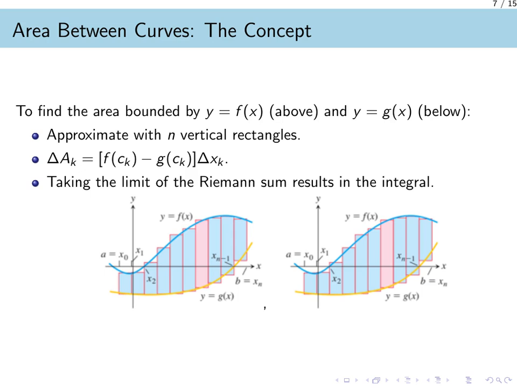Let us look at a single representative rectangle. Its width is a small increment along the x-axis, which we will call delta x sub k. The height of this rectangle is the crucial part. It is the vertical distance from the lower curve up to the upper curve at a sample point c sub k. This height is the upper function value, f of c sub k, minus the lower function value, g of c sub k. Therefore, the area of this single approximating rectangle, which we can call delta a sub k, is the product of its height and width.